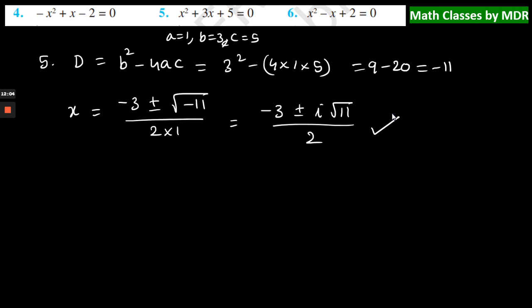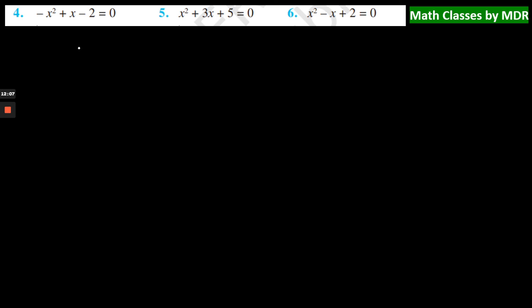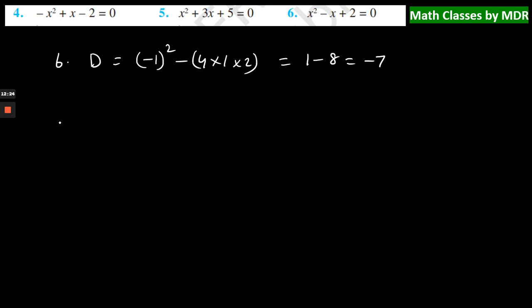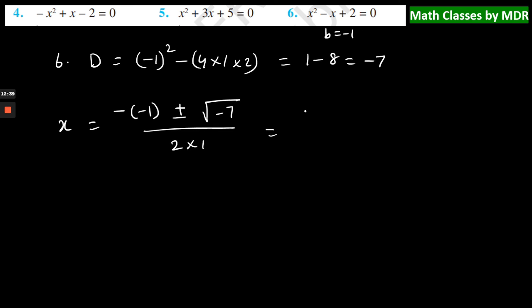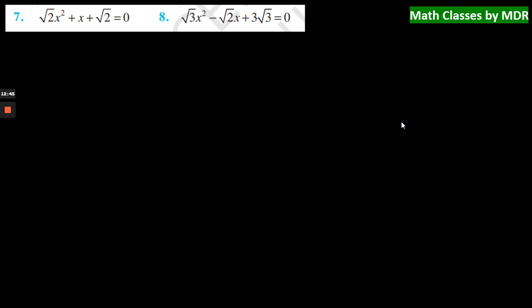I hope it is clear. Now let's see the sixth one: x squared minus x plus 2 is equal to 0. All things are just a kind of repetition. So b squared, minus 1 whole squared, minus 4 into 1 into 2, that is 4ac, which is equal to 1 minus 8, which is minus 7 again. Now your x is minus b, which is minus of minus 1 because b is minus 1 here, plus or minus root of minus 7 by 2a. A is 1, therefore it is 1 plus or minus i root 7 by 2. This is the answer for the sixth one.